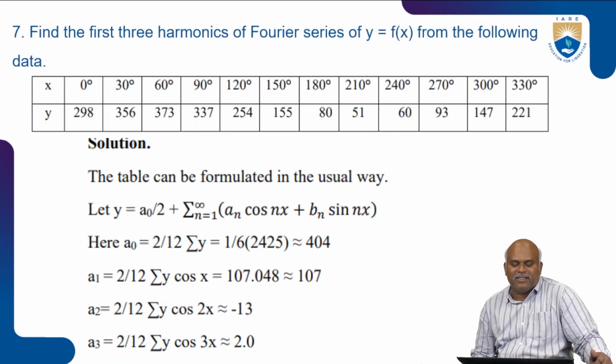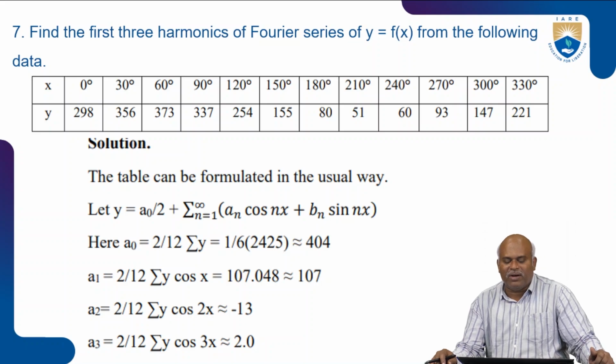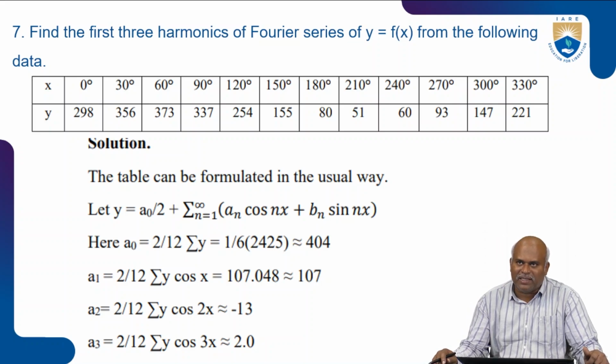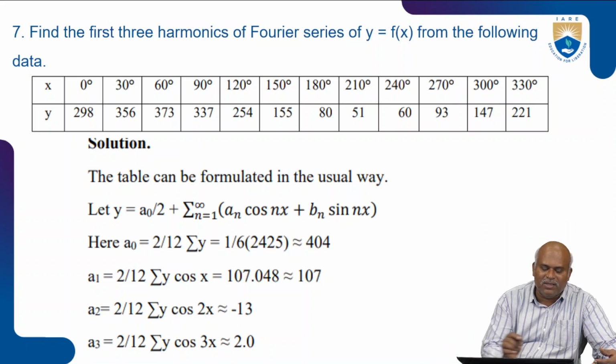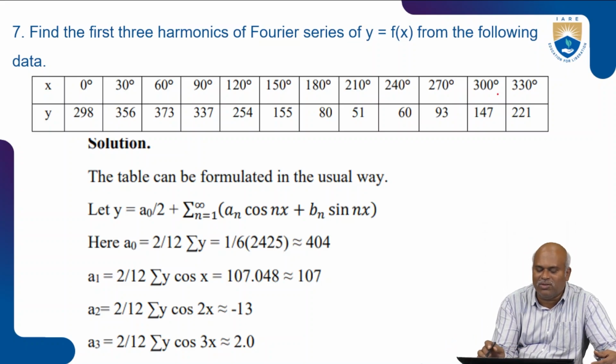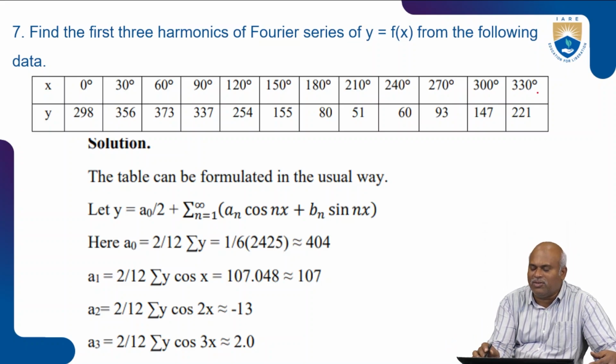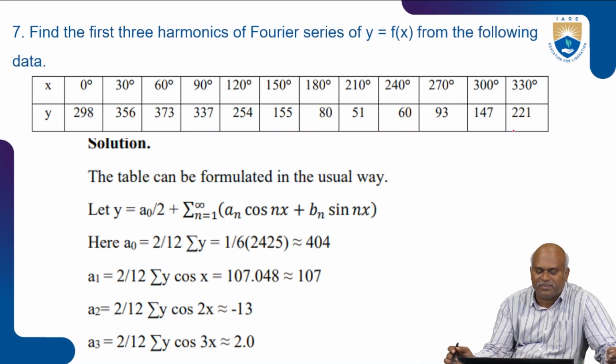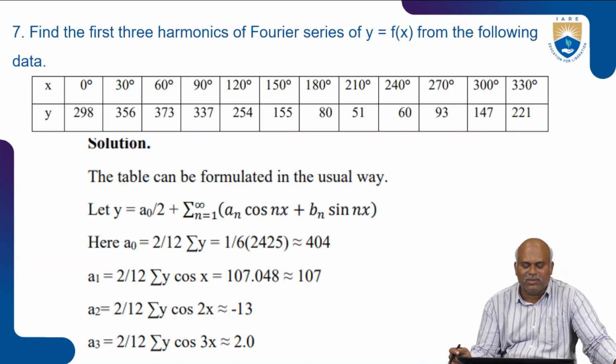So next case, find the first three harmonics of the Fourier series coefficients when we receive y equal to f of x from the following data. So x is equal to 0 to 330 degrees, 0 degrees to 330 degrees. Y is also given as some numbers. Okay, we need to do the solution.